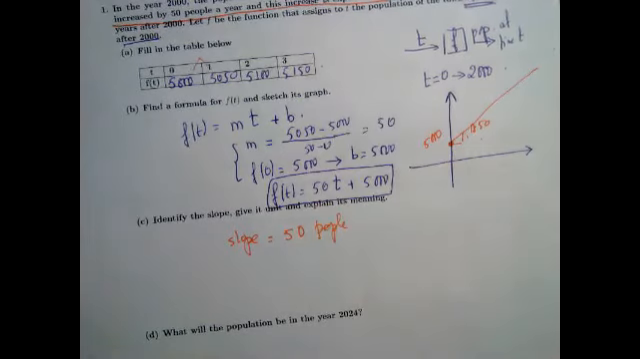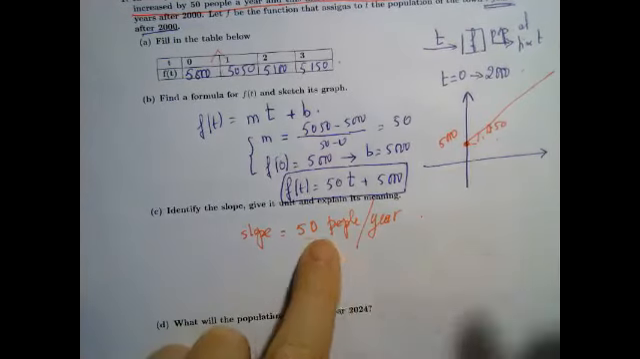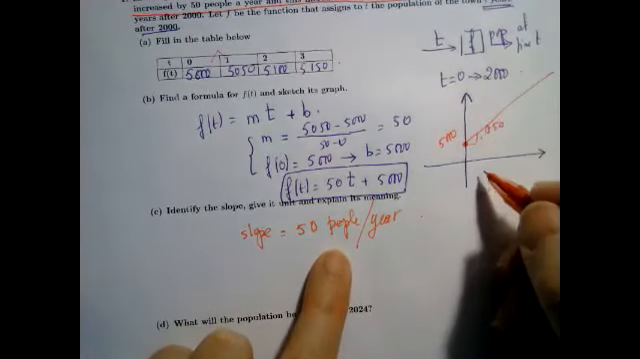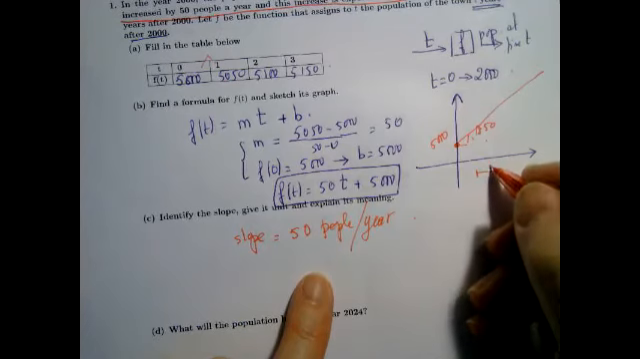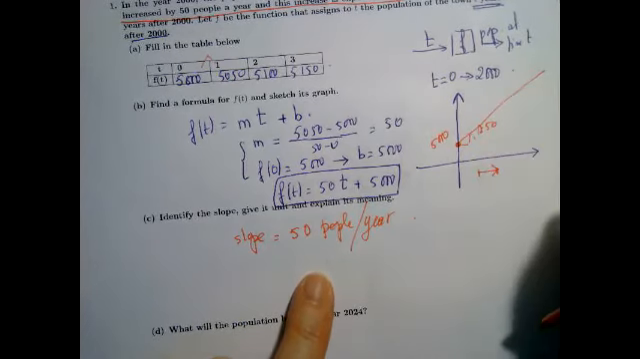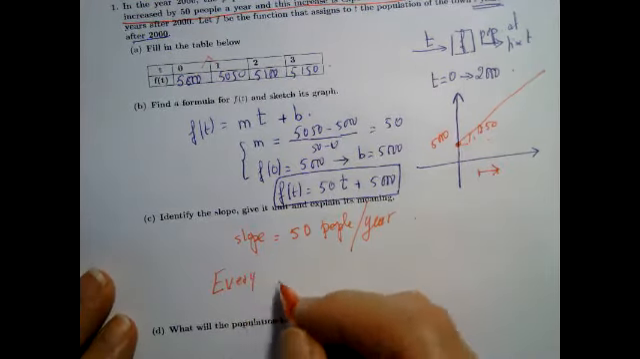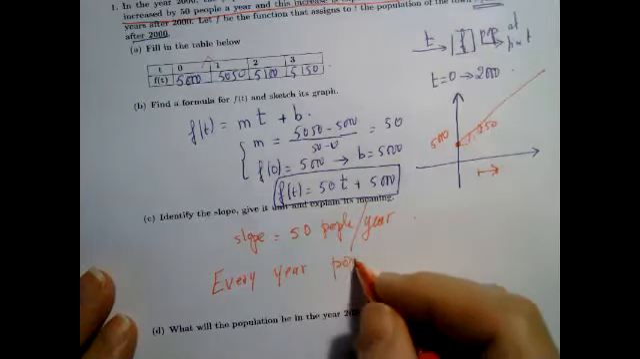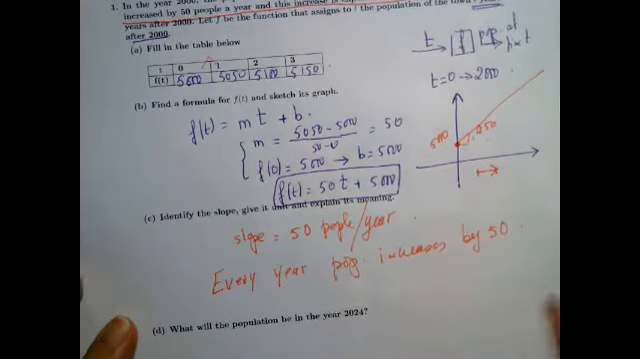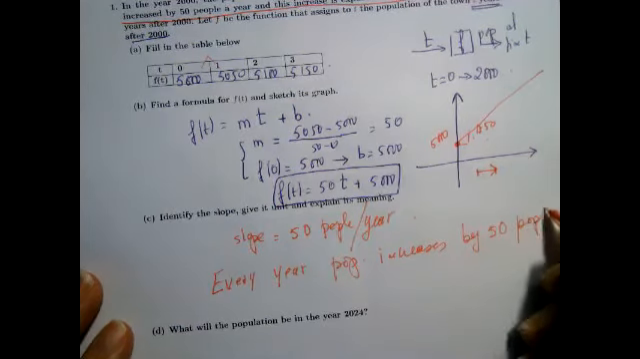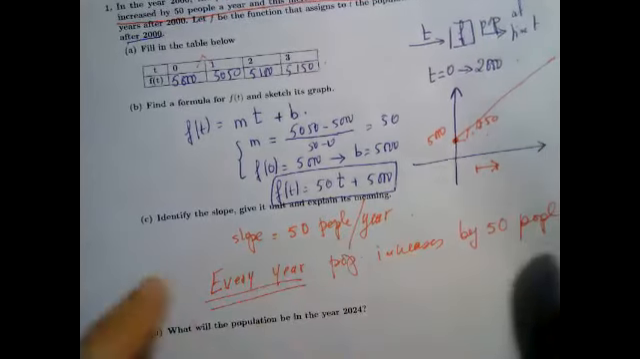What do you mean? 50 people is not enough, per year. So the slope is how much your output, which is the population, increases per year. So whenever you think about slope, you have to think like this. When my input changed by 1, by how much did my output change? So the slope is 50 people per year. It means every year, not average now, every year, population increases by 50 people. Every year, that's per year. So the unit of the slope is per year.